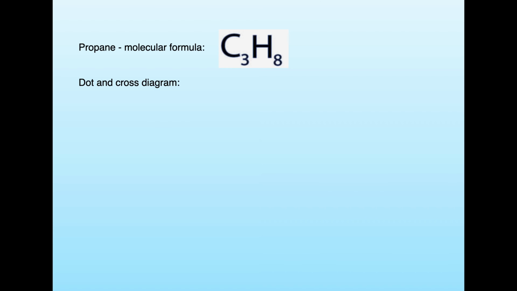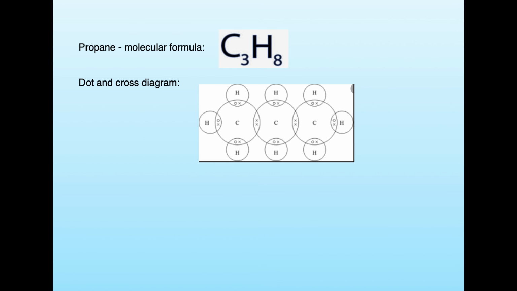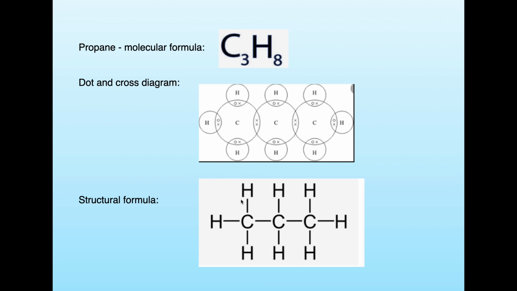The dot and cross diagram, it's important you can draw these things. Have a go at the dot and cross diagram. Try and satisfy the needs of the carbon and the hydrogen. Okay, so it looks like that. Each carbon's got 4 single covalent bonds. Each hydrogen's got 1. And everything is satisfied, isn't it? Structural formula. In this case, the full structural formula looks like that. Propane.